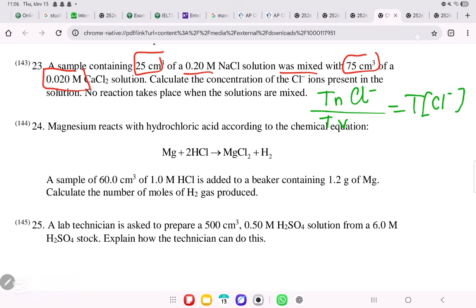Now, personally speaking, we start with NaCl, right? We separate into the ions, Na plus, Cl-. So it's in a ratio of 1 to 1, right? Now, my number of moles is going to be concentration times volume. So it's going to be 0.025 times 0.2, okay?